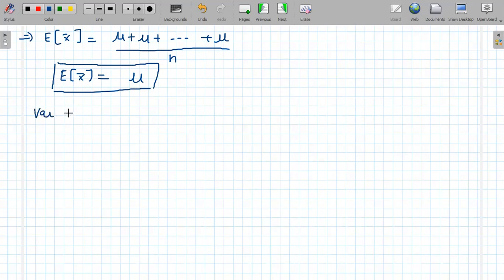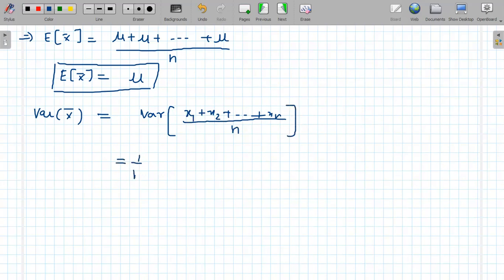इसी तरह से वेरिएंस ऑफ एक्स बार हम कैलकुलेट कर सकते हैं। अगेन वी अप्लाई द वेरिएंस ऑन द फॉर्मूला ऑफ एक्स बार दैट वी हैव कैलकुलेटेड. Sorry, this is variance applied over x1 plus x2 plus xn whole divided by n. By the property of variance, this will become 1 upon n square, variance of x1, variance of x2 plus variance of xn, because covariance term is 0 because all these elements are independent.